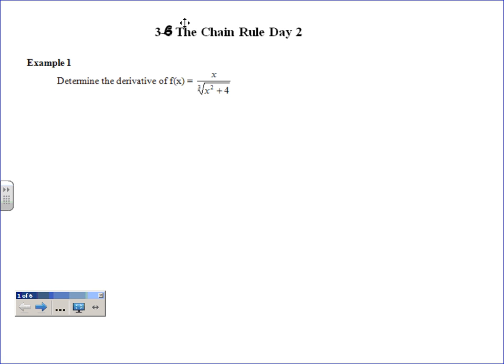This one should be review. This particular one I would definitely do chain. I would do this, move it up and do chain rule with product rule.